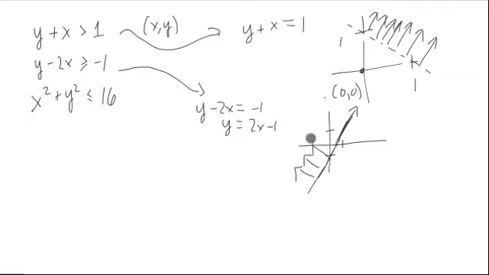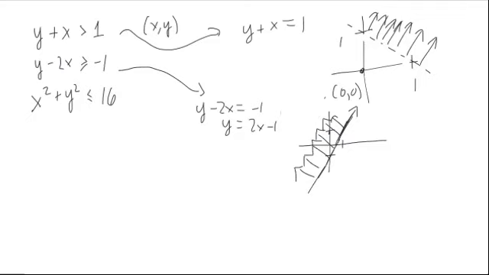Now, let's just show that we can plug in other things. We could have plugged in the point x is 0, y is 1 into here. And notice it still would have worked. x is 0 and y is 1. 1 is greater than or equal to negative 1. So that would have been just fine.